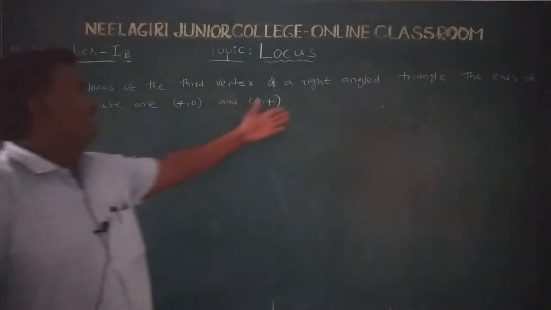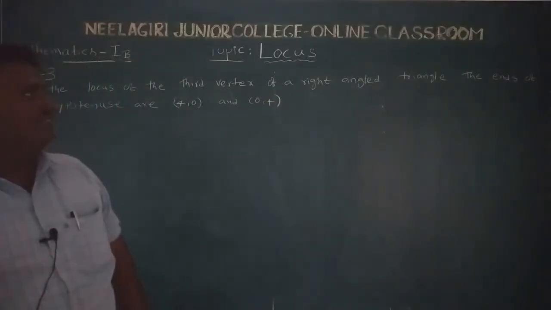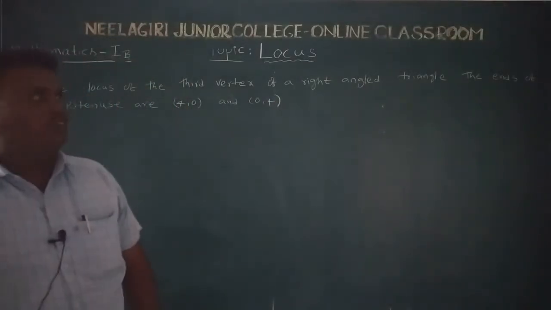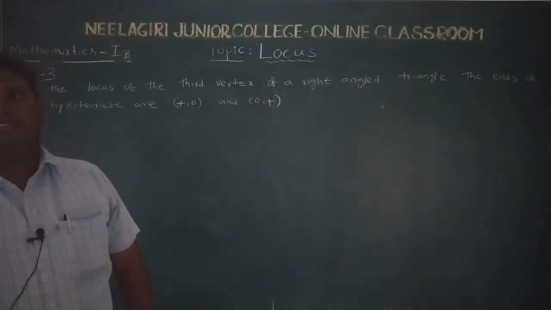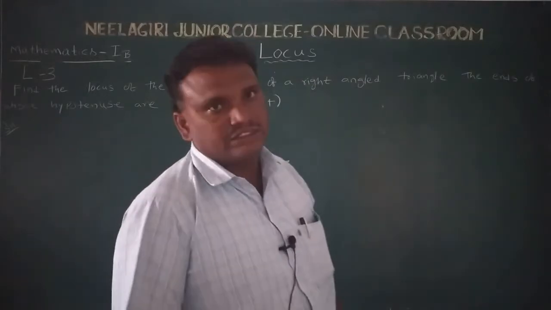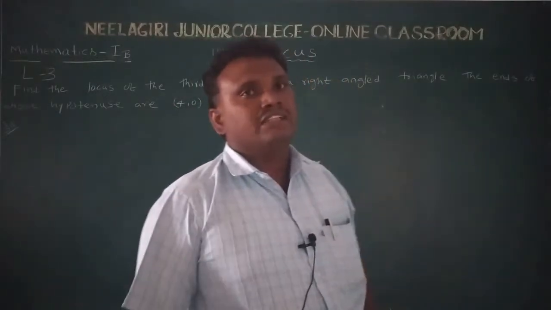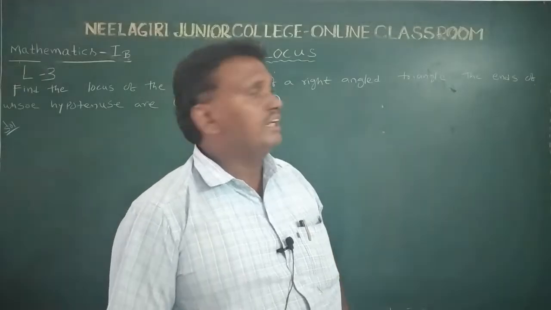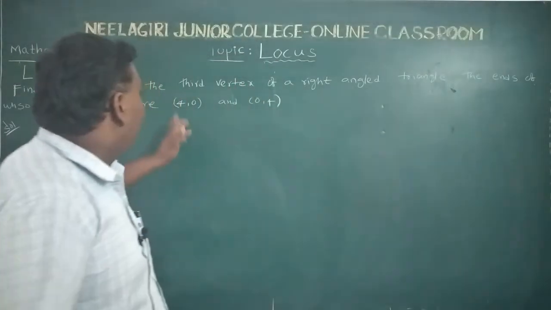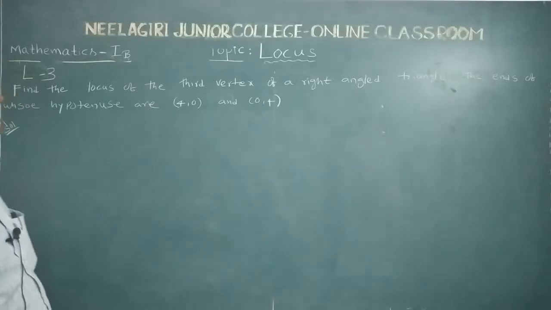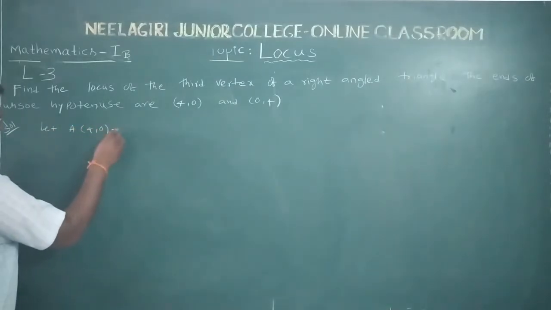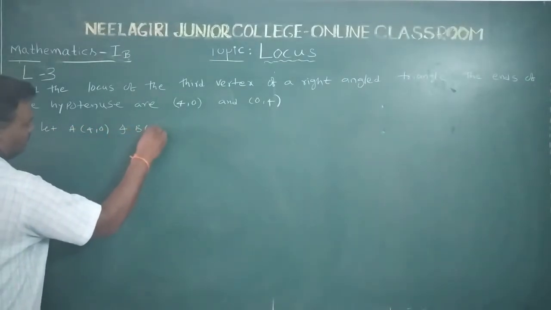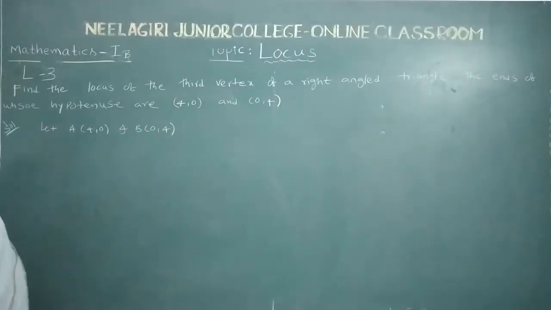What is a right angle triangle? Already you know from 10th class, the Pythagoras theorem: side square plus side square is equal to hypotenuse square. Here clearly the ends of the hypotenuse are (4, 0) and (0, 4). First let A be (4, 0) and B be (0, 4).